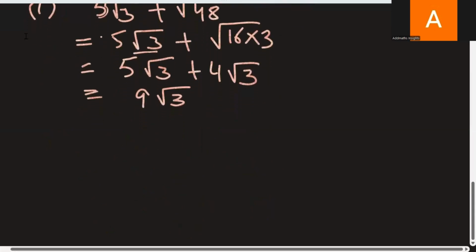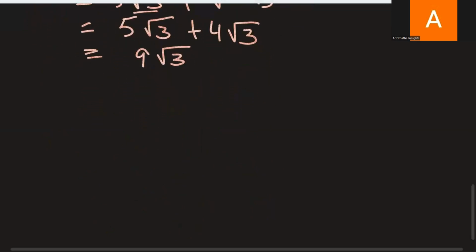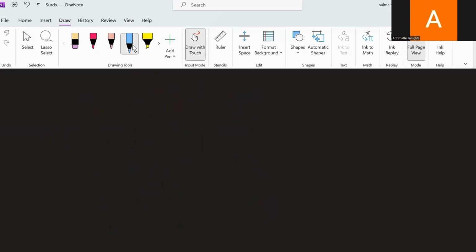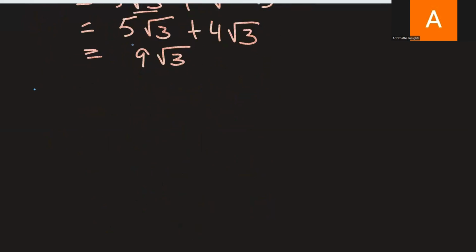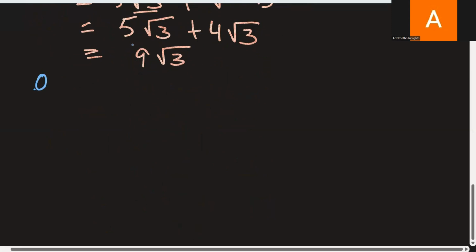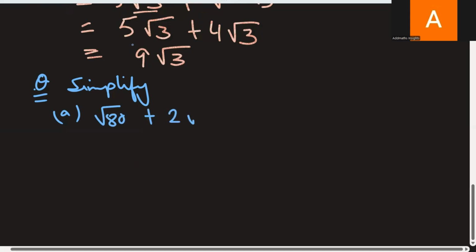One more question. For example, you are given 3 surds and you have to simplify them. Simplify under root 80 plus 2 under root 20 plus 4 under root 45.